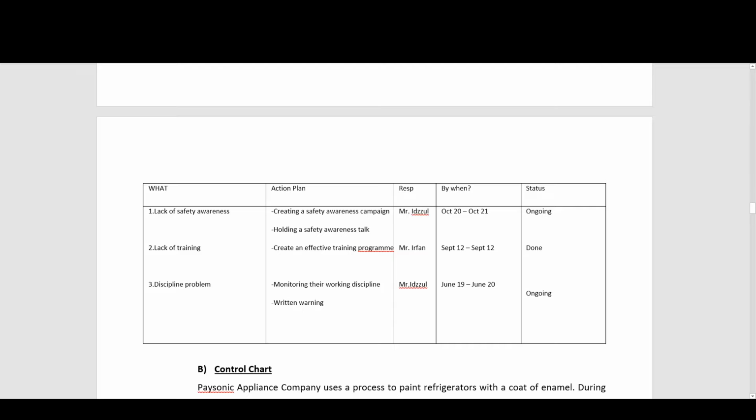For the first, lack of safety awareness, the action plan is creating a safety awareness campaign and holding a safety awareness talk, handled by Mr. Izul from 20 October to 21 October. Number 2 is lack of training. The action plan is to create an effective training program, done by Mr. Irfan on 12 September. The third is discipline problem, and the action plan is monitoring working discipline and issuing written warnings, handled by Mr. Izul from 19 June to 20 June.